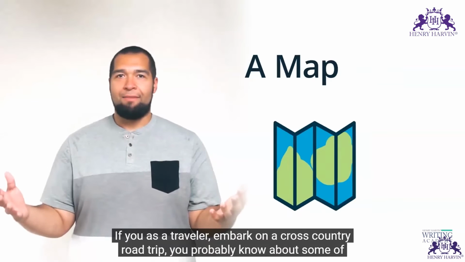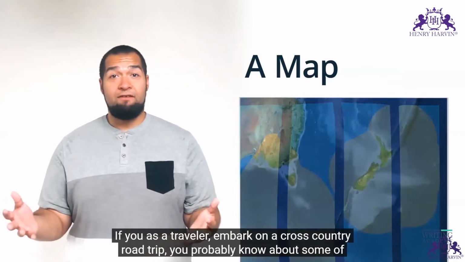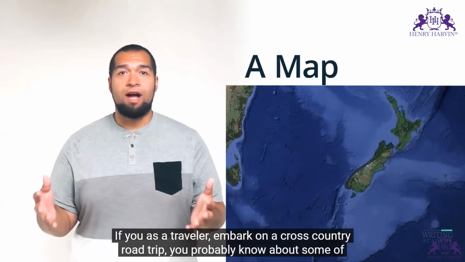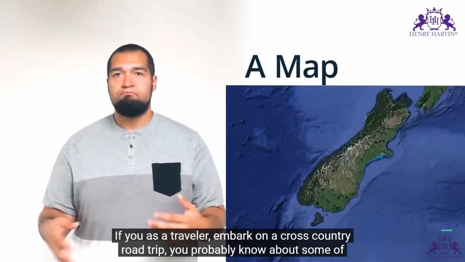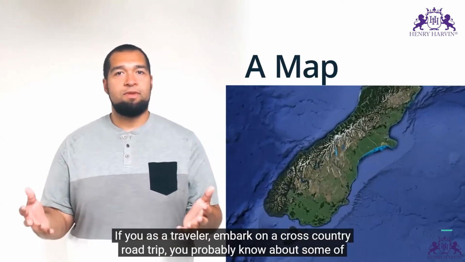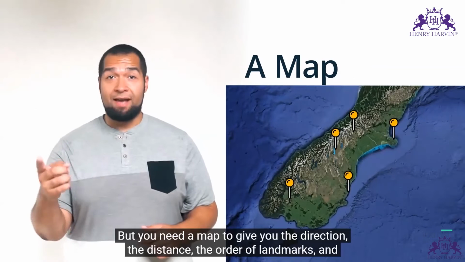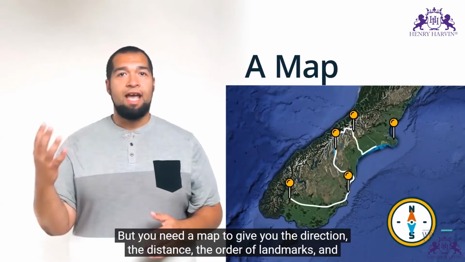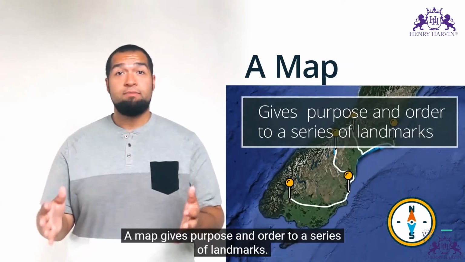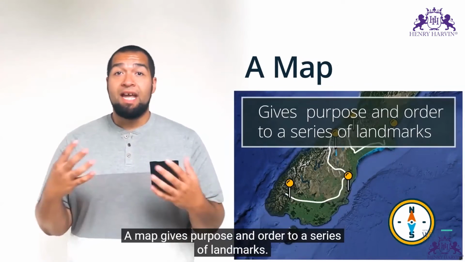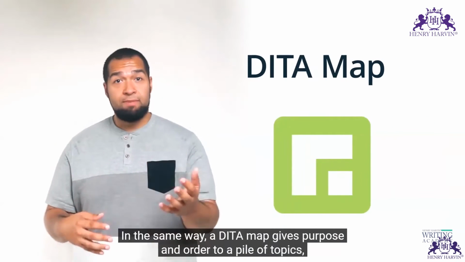If you, as a traveler, embark on a cross-country road trip, you probably know about some of the landmarks along the route. But you need a map to give you direction, the distance, the order of landmarks, and the whole surrounding terrain. A map gives purpose and order to a series of landmarks. In the same way, a DITA map gives purpose and order to a pile of topics.